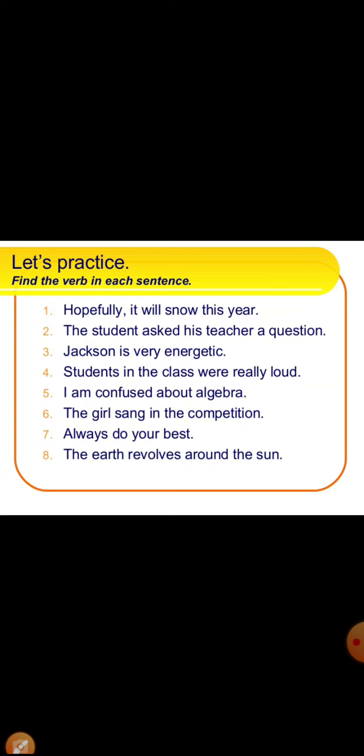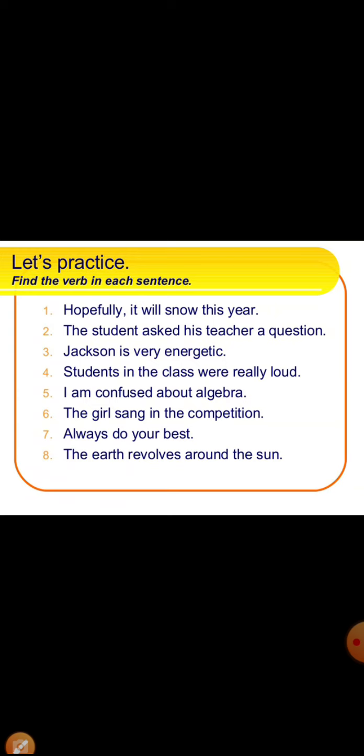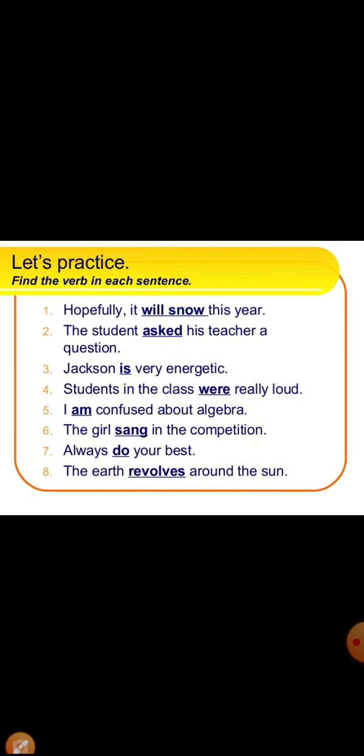The girls sang in the competition. Here you can see no helping verb is there, and this sentence is in the past tense. So here the verb is sang. Always do your best. Do is the helping verb. The earth revolves around the sun. Here revolves is the verb. Okay, so I hope you know how to identify a verb in a given sentence.